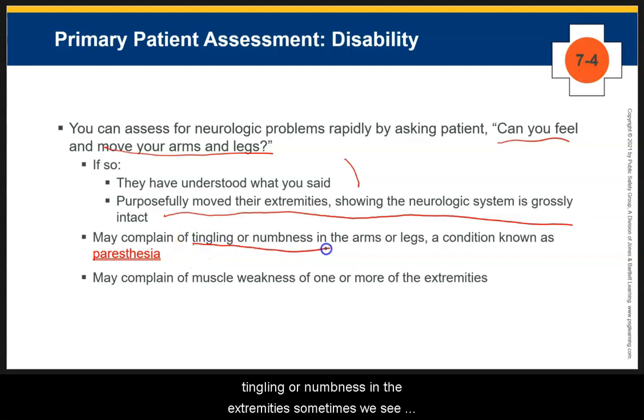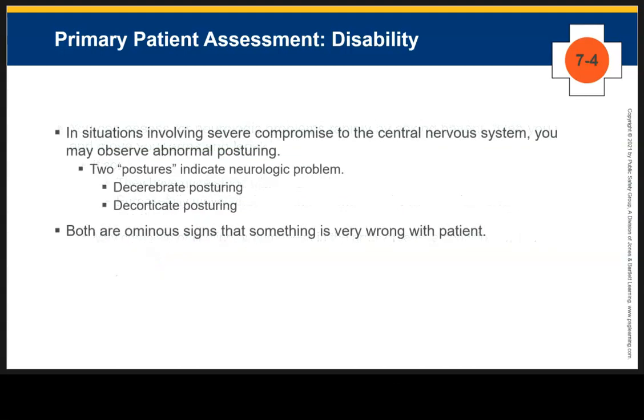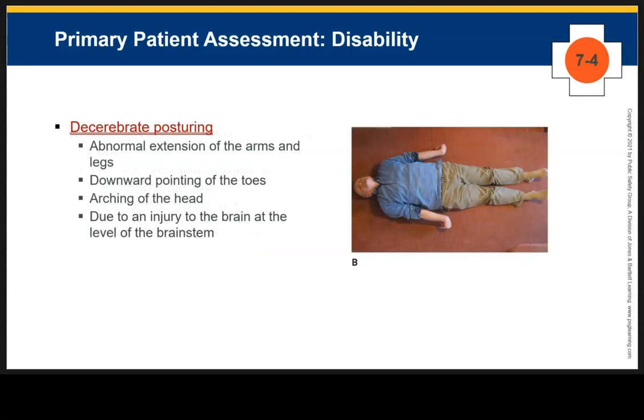Now, this is just a key term to understand. Paresthesia is tingling or numbness in the extremities. Sometimes we see that especially with hyperventilation. Now, 2 very severe issues to be aware of. If we see posturing, that is either decerebrate or decorticate posturing, we know that something is very wrong with the patient. Let's look at those.